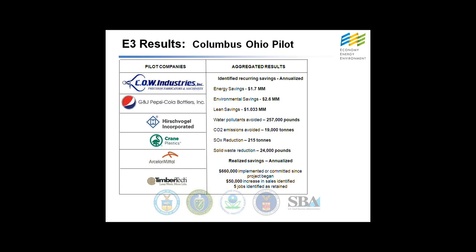And these numbers are actually a lot out of date now, maybe a year out of date. But of the savings that we identified in the several million for these 6 companies, at the time, I think a year post their assessment, 660,000 of those projects have been implemented. And specifically, we heard back from one of the companies that they were able to retain 5 jobs they were anticipating they were going to have to get rid of because of the recession and the economic downturn.